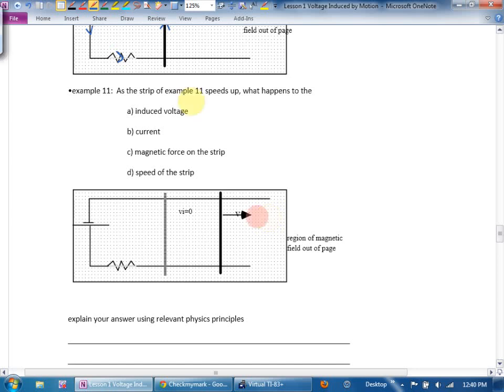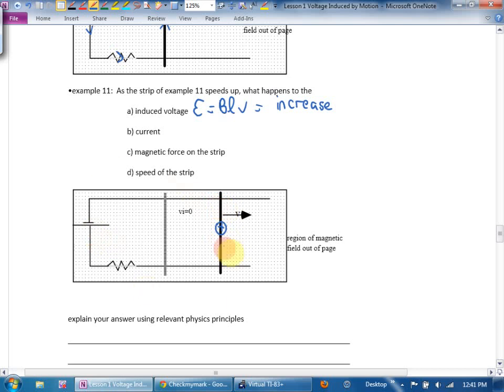So as it speeds up, what happens to the induced voltage? Well, if the induced voltage is BLV, V is no longer zero. The induced voltage is going to increase. What happens to the current? Well, let's look at a little positive charge sitting right here. Now, the battery is pushing it upwards. There's an electromotive force pushing it up. But now it's moving to the right as well.